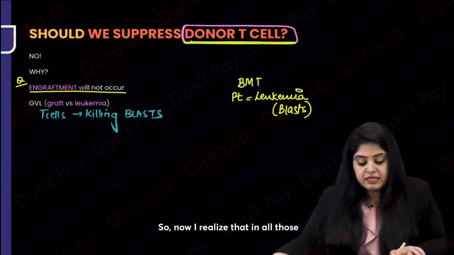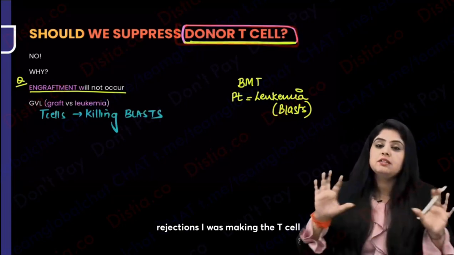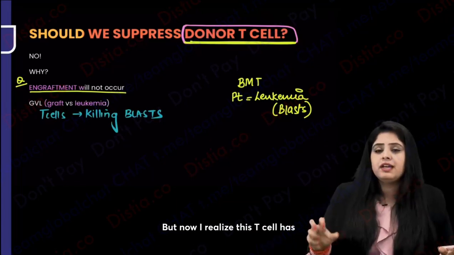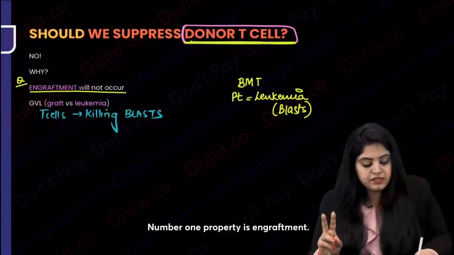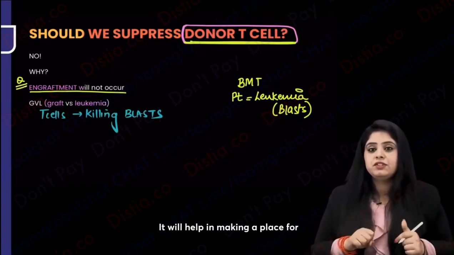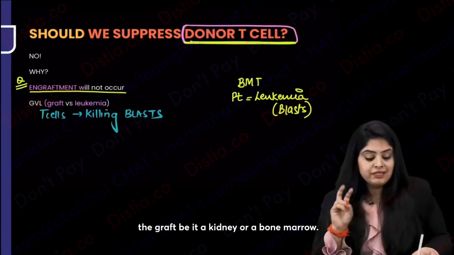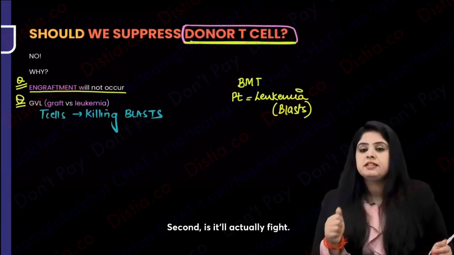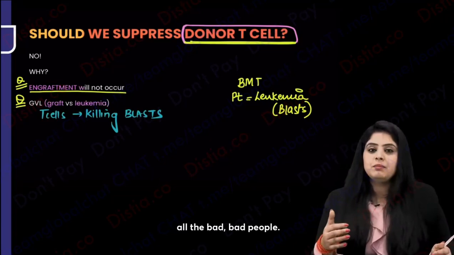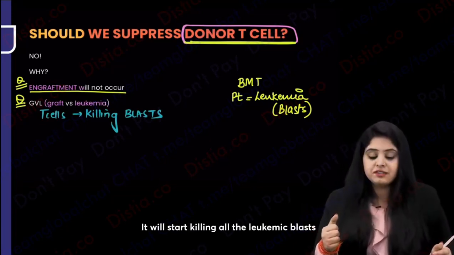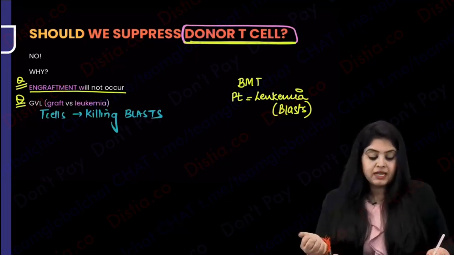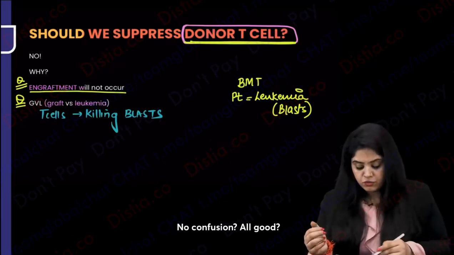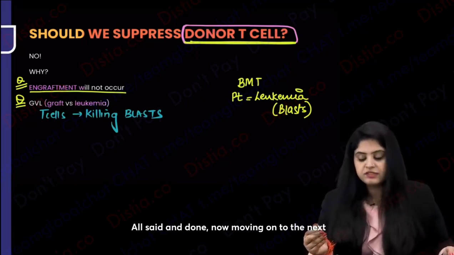So now I realize that in all those rejections, I was making the T cell a big villain. But now I realize this T cell has two very important properties. Number one is engraftment. It will help in making a place for the graft, be it a kidney or a bone marrow. Second is, it will actually fight. It will come and start killing all the bad people. It will start killing all the leukemic blasts, and that is known as GVL, graft versus leukemia. I hope everyone's okay with this. No confusion. All good. All said and done.